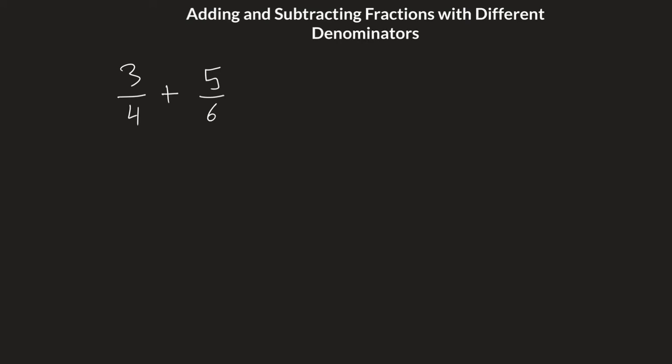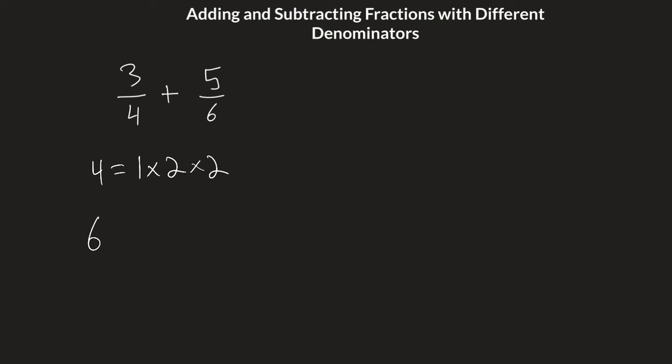For adding and subtracting fractions with different denominators, we're first going to look at getting our denominators to be the same, or finding what's called the least common denominator. So what we'll do is find the LCM between 4 and 6. If you remember, LCM means the least common multiple, and we're going to rewrite 4 as its prime factors: 1 times 2 times 2.